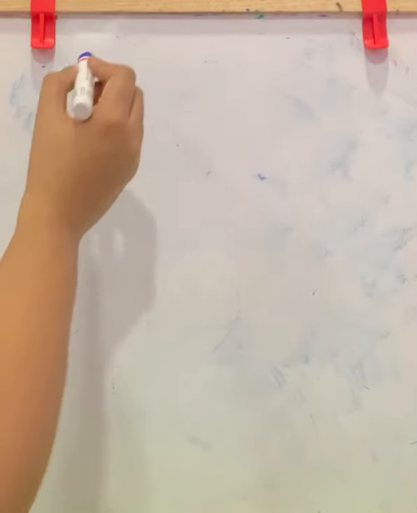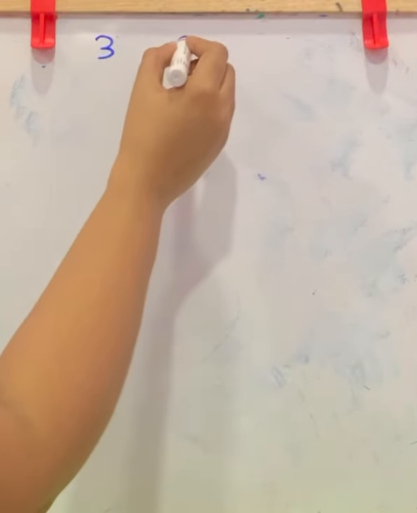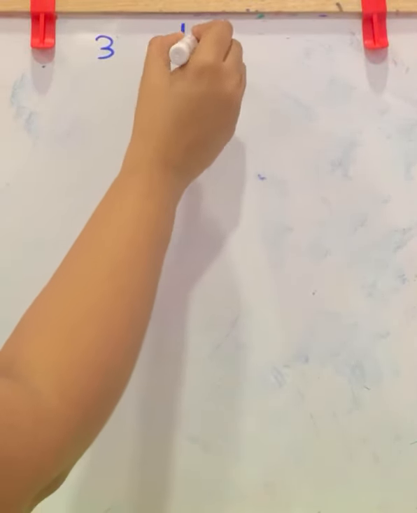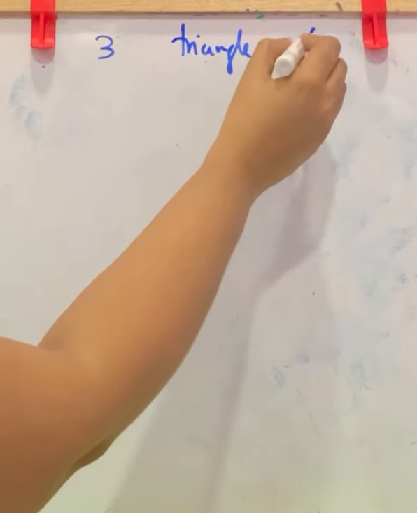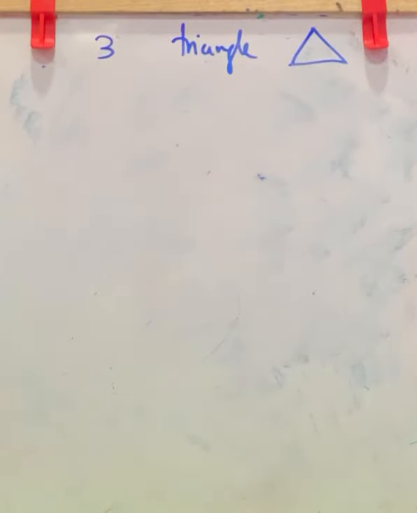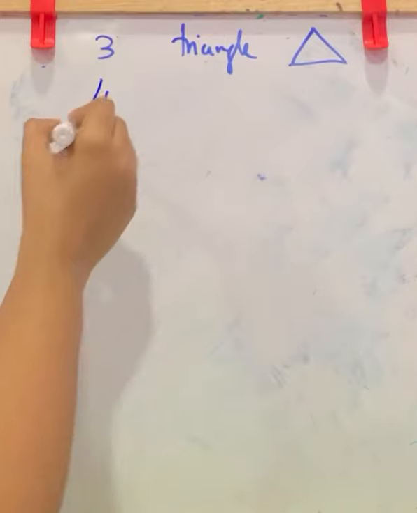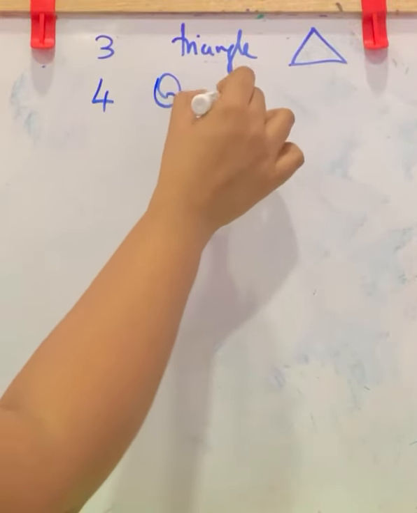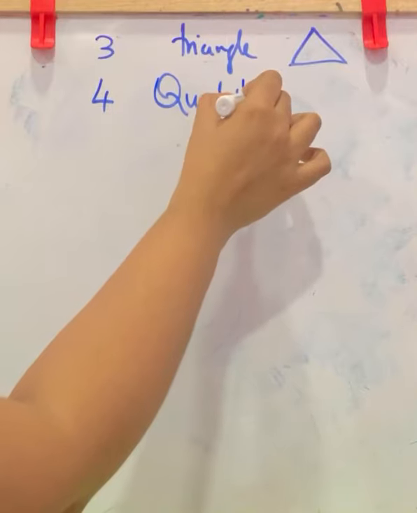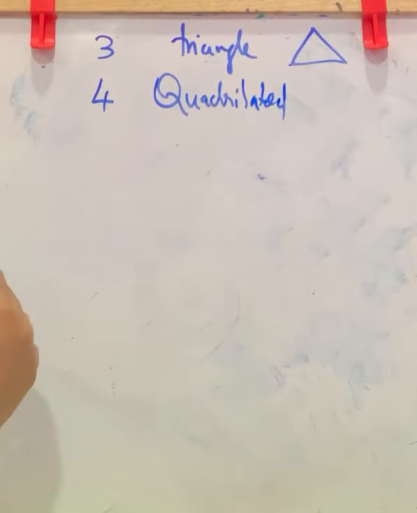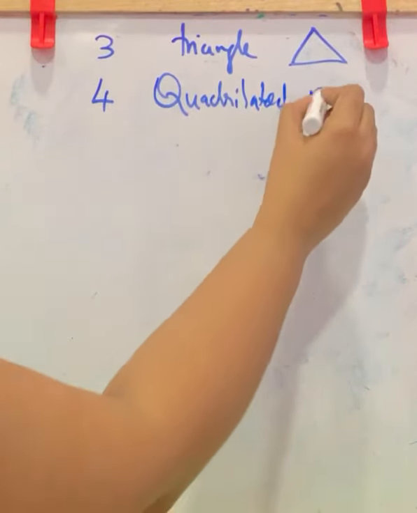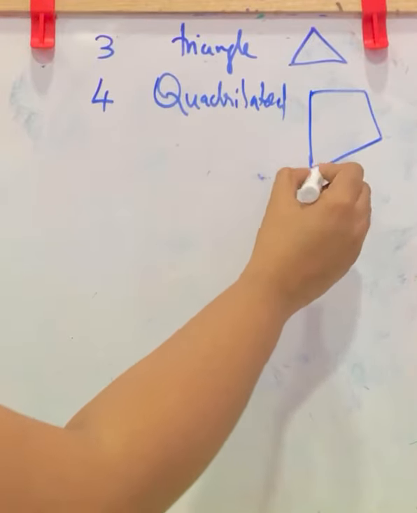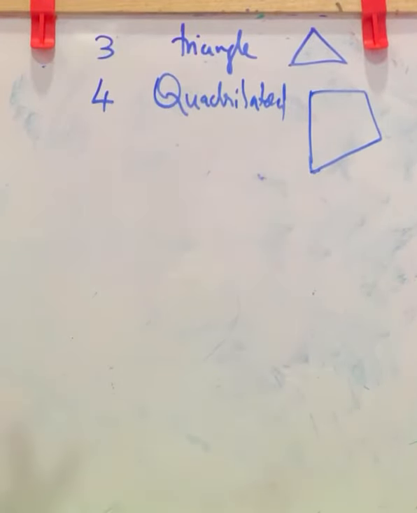If the number of sides is 3, you can classify it as a triangle. And here is the figure of a triangle. If the number of sides or vertices is 4, we will say that figure is a quadrilateral. And this is an example of a quadrilateral. We know square, rectangle and all come under quadrilateral.